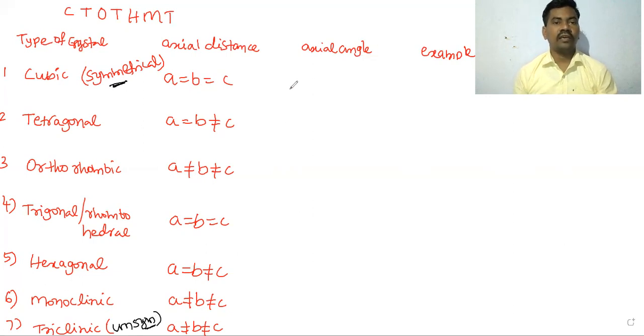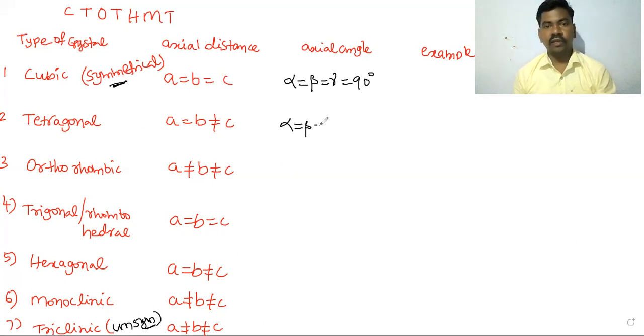Then axial angles: alpha is equal to beta is equal to gamma is equal to 90 degrees. Second one, alpha is equal to beta is equal to gamma is equal to 90 degrees again, and again for the third. So first you write equal to 90 degrees for 3 crystal systems: cubic, tetragonal, orthorhombic. Alpha is equal to beta is equal to gamma is equal to 90 degrees, like that you write.